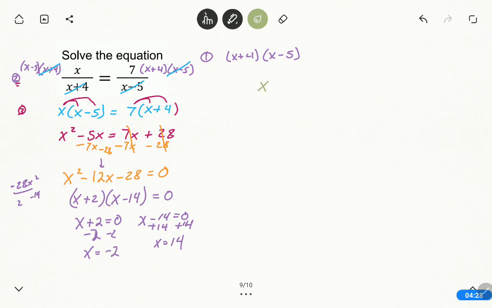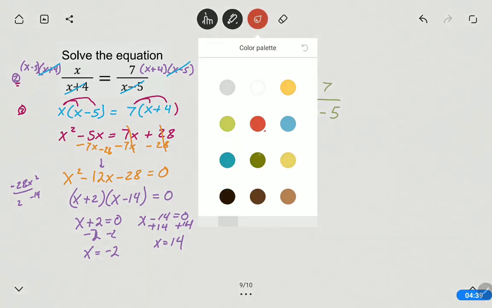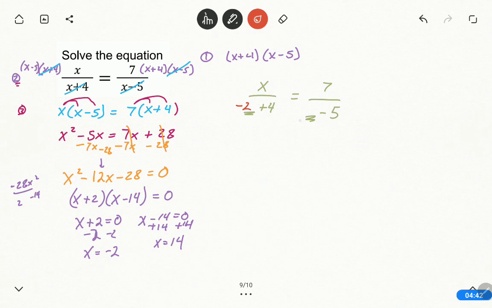So currently the bottom of the fractions, if we have x over x plus 4 equal to 7 over x minus 5. So our x values here, if I check them, my first x value is negative 2, and negative 2 does not make the bottom of the first fraction 0, nor the second fraction. So negative 2 works perfectly well. And if I try 14, 14 plus 4 is 18, and 14 minus 5 is 9. It's not 0, so we are good. The only issue that comes about is when we have 0 in the bottom of the fraction.